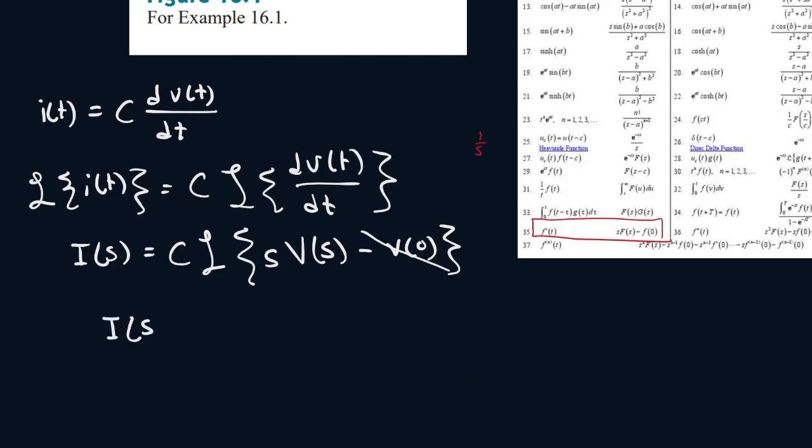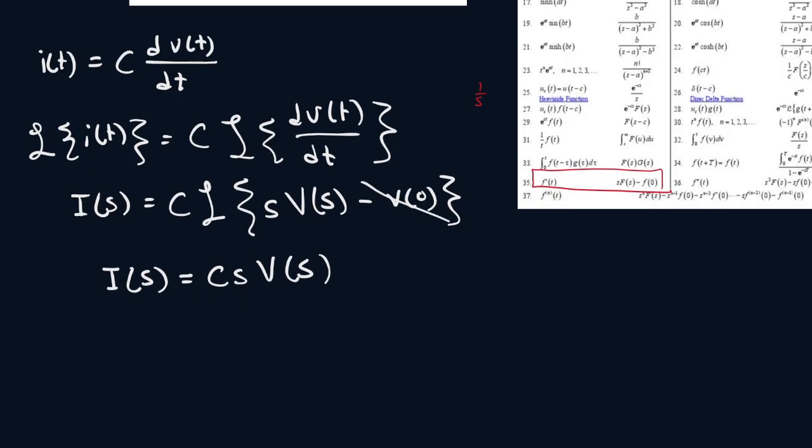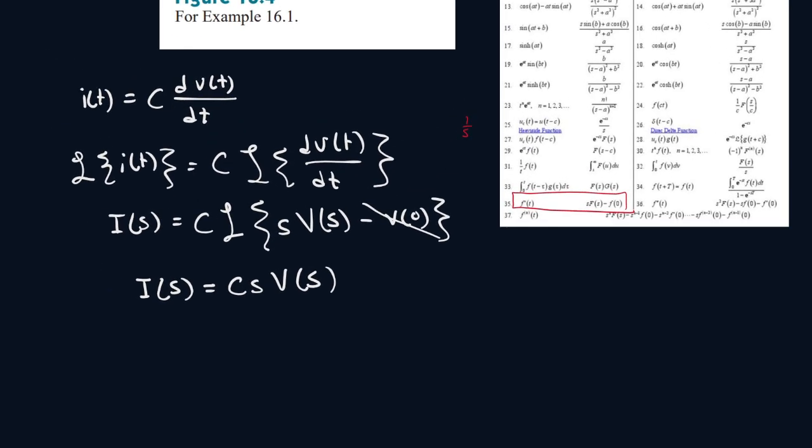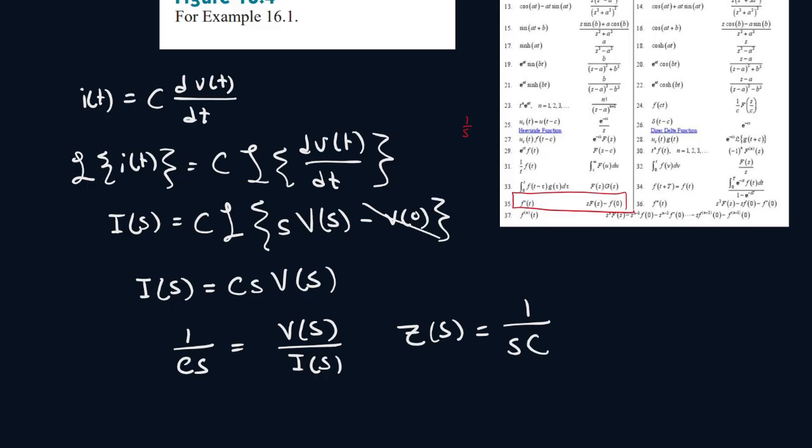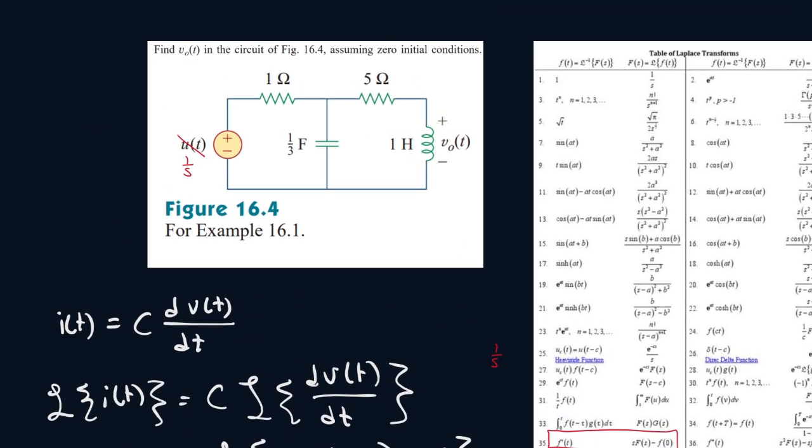So I of s will be equal to C times s V of s. Okay, and we need to put this in impedance format. So it'll be 1 over C s equals V of s over I of s, and this is just Z of s. So Z of s is equal to 1 over sC. For this, we're going to replace this with 1 over sC, with C being 1/3, so it's going to be 3 over s.